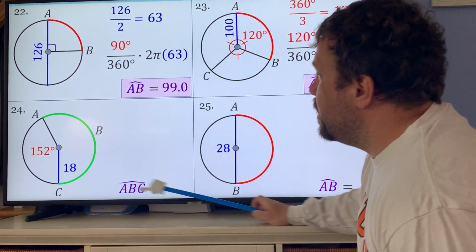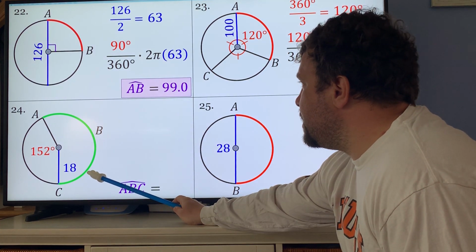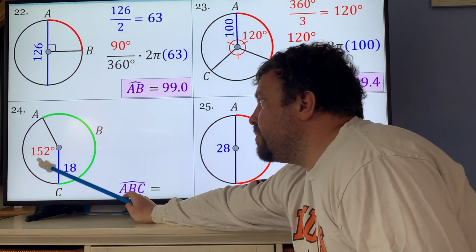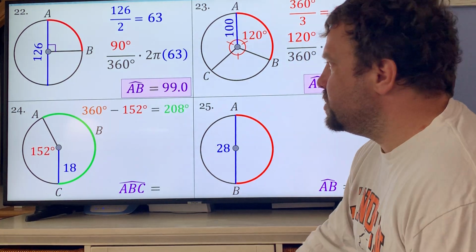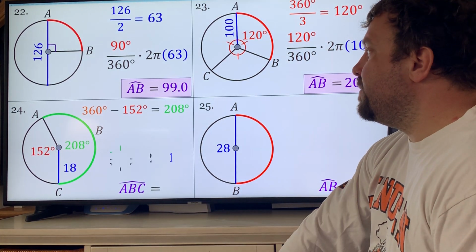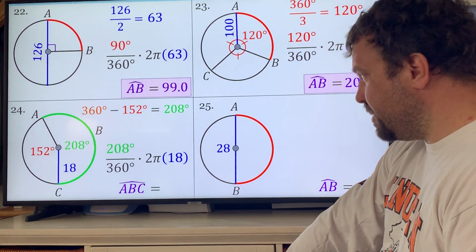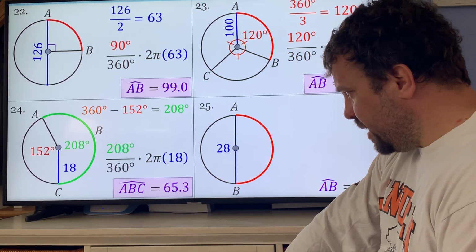All right? This one right here, ABC. 152 is the minor arc. You want the major arc, so you have to do 360 minus that number. Should have got 208. 208 divided by 360 times 2 pi 18 pops you off at a 65.3.